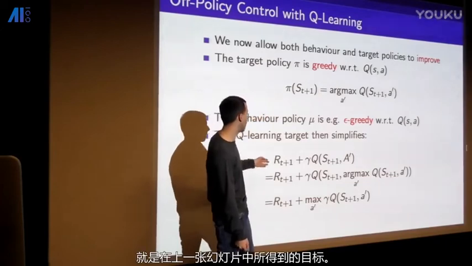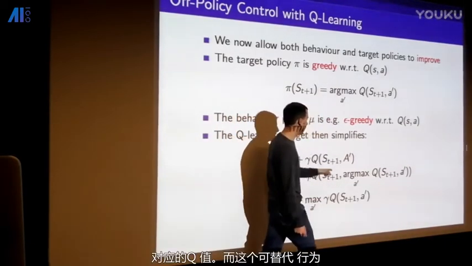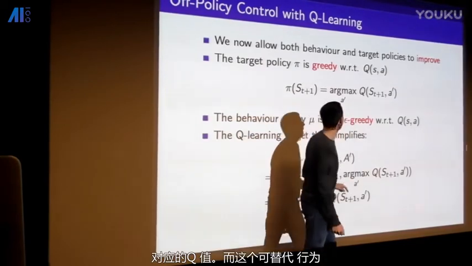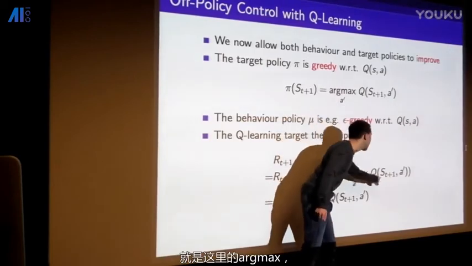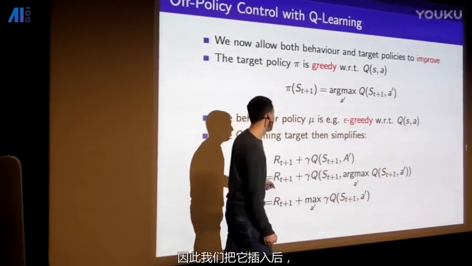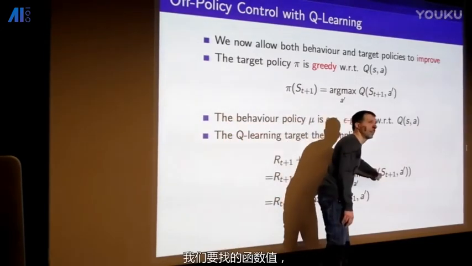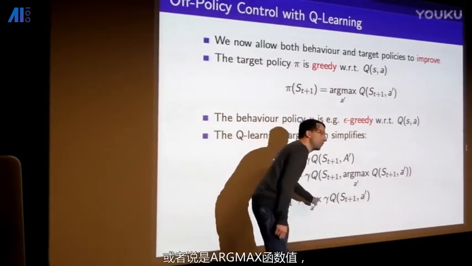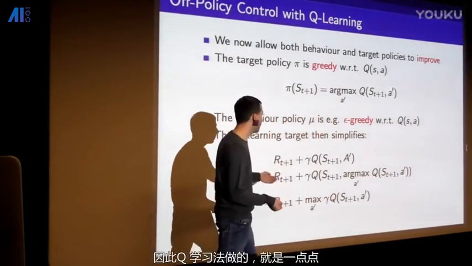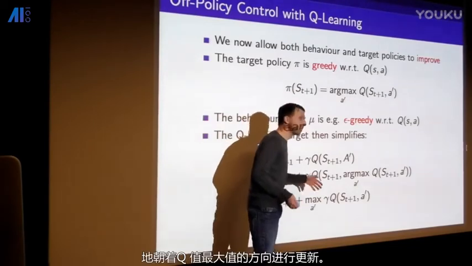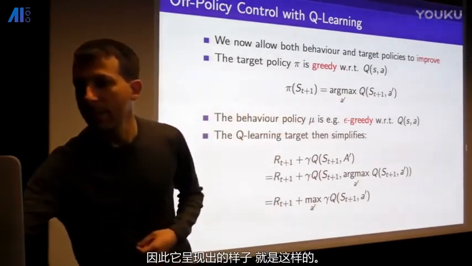this is the target that we had in the last slide, our R plus the Q value of our alternate action. Our alternate action is this argmax, the greedy policy. So when we plug in this argmax, if you want to know the Q value of the argmax of your Q values, that's the same as the max of your Q values. So what Q-learning does is it updates a little bit in the direction of the maximum Q value that you could take. So that looks like this.